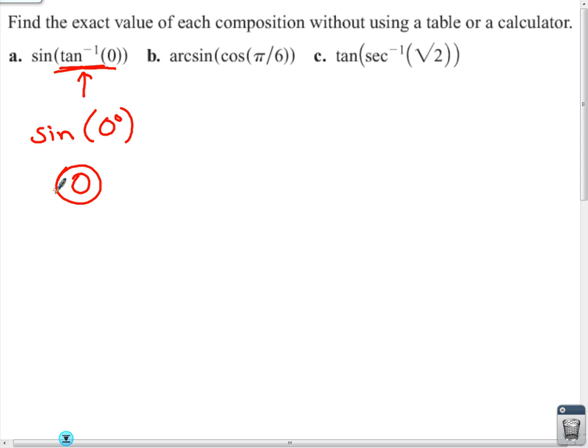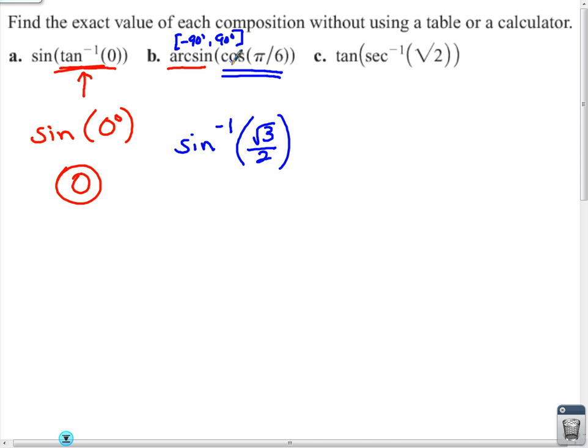Second one, the arc sine, and keep in mind that when we're dealing with arc sine, we're going from negative 90 degrees to positive 90 degrees. The arc sine of the cosine of pi over 6, that's 180 divided by 6, that's 30 degrees. Start inside. What's the cosine of 30 degrees? Good. So we're looking for the arc sine or the inverse sine of root 3 over 2. Since we're dealing with arc sine, again, we're dealing with an angle between negative 90 and positive 90.